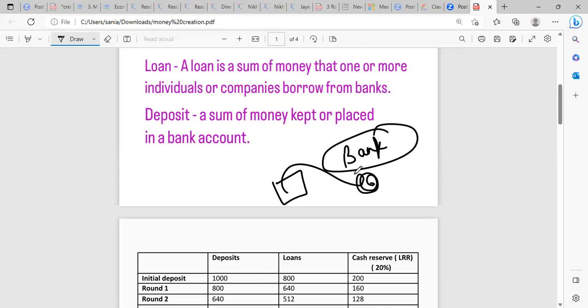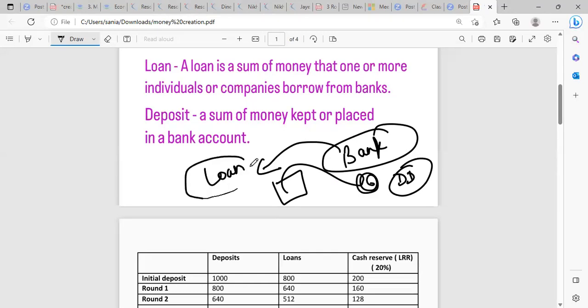What is the name? If you keep this money with the bank, then it is known as a deposit, a demand deposit. Very good. Similarly, if you borrow money from the bank, you will not say I borrowed money from the bank. You will say I took a loan. So here, officially, you will get a name which is loan.